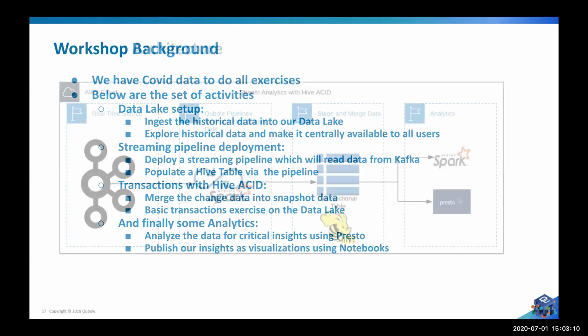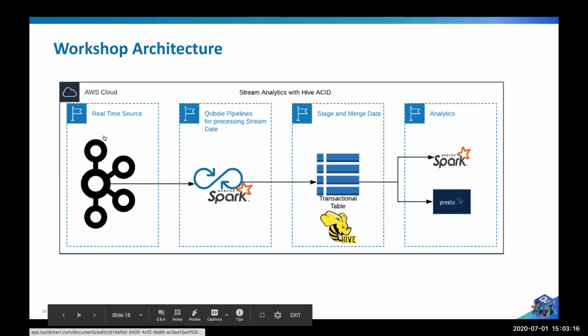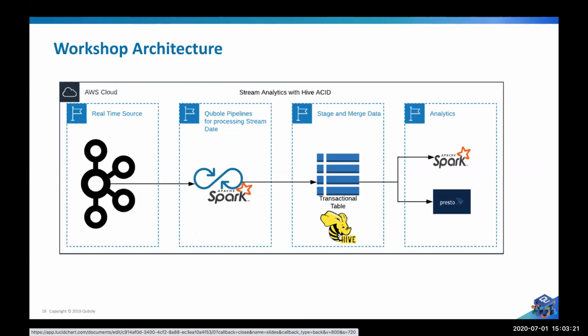So moving on. This is the overall workshop architecture that we will be going through. On the left-hand side, this will be our real-time source, which will be a Kafka system that has already been set up for you. All you have to do is subscribe to it. Qubole's pipeline service, which each one of you will be setting up, runs on Apache Spark as an operational structured streaming process. From this pipeline service, we will be staging this received data into some transactional tables, which are Hive ACID tables, and finally creating some snapshot views of the overall data, and then moving on to some basic analytics using Spark and Presto engines.